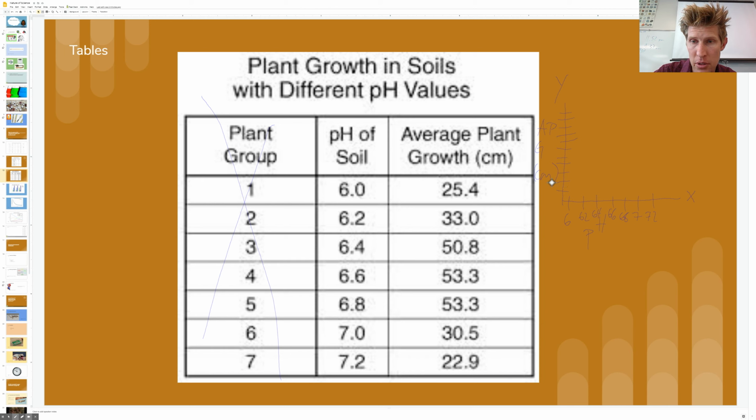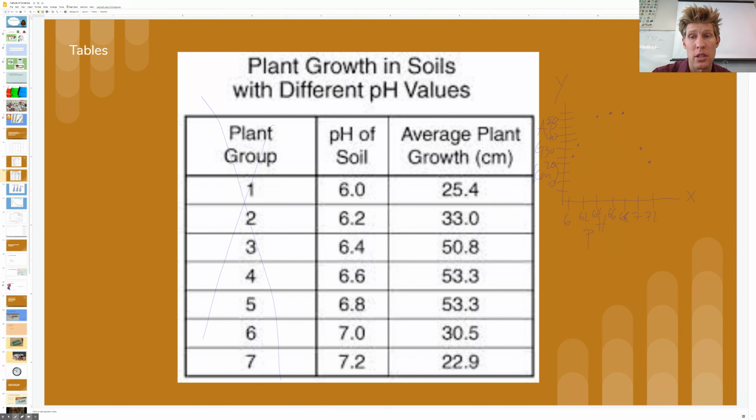I better label this or I'm going to get confused. 10, 20, 30, 40, 50. All right. So 25.4, 33, right in there. 50.8, right there. 6.6 is 53.3, same with 6.8. 7 is 30.5, right in here. And 22.3 right in here. All right.